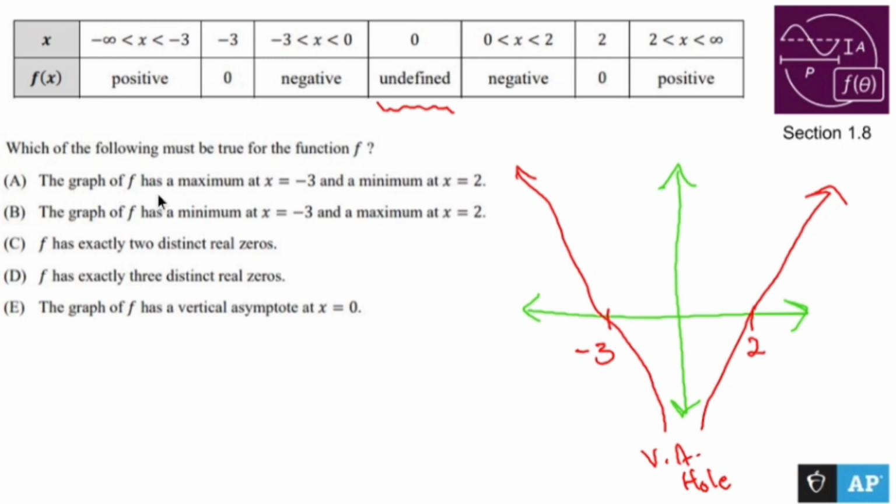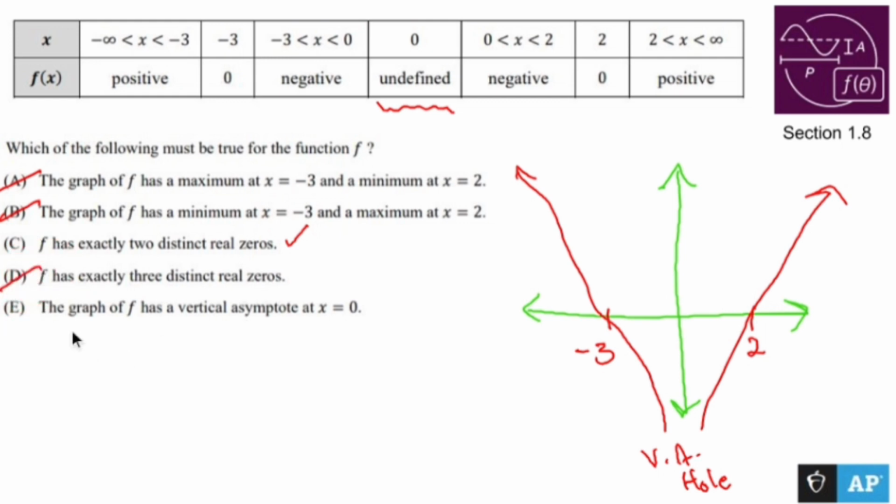The graph of f has a maximum at -3 and a minimum at 2. No, that doesn't make sense. The graph of f has a minimum at -3 and a maximum at 2. No, that doesn't make sense. F has two distinct real zeros, exactly two of them, -3 and 2. Those appear to be the only zeros. So that checks out, but I'm always paranoid. I need to double check. F has exactly 3 distinct real zeros.